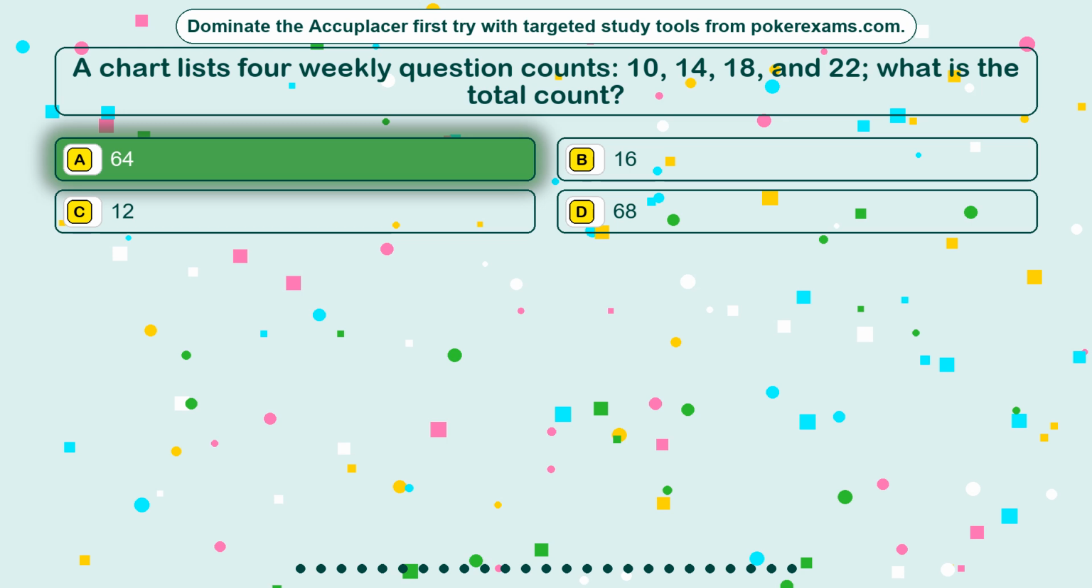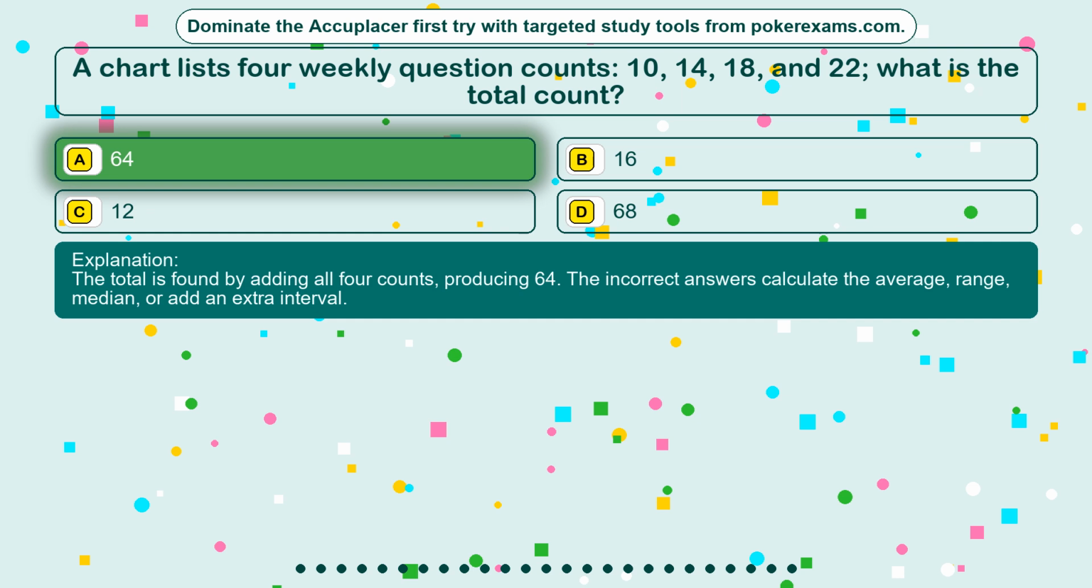The correct answer is option A, 64. The total is found by adding all 4 counts, producing 64. The incorrect answers calculate the average, range, median, or add an extra interval.